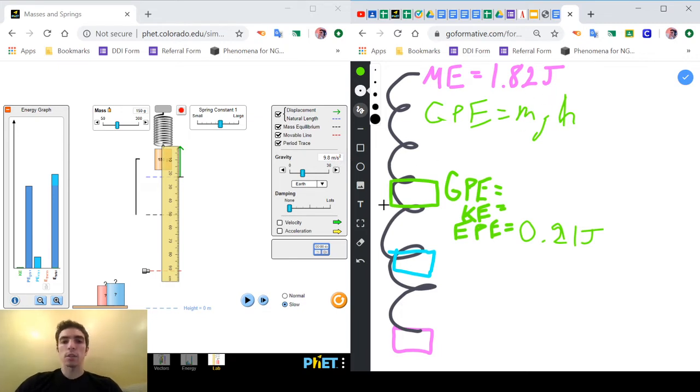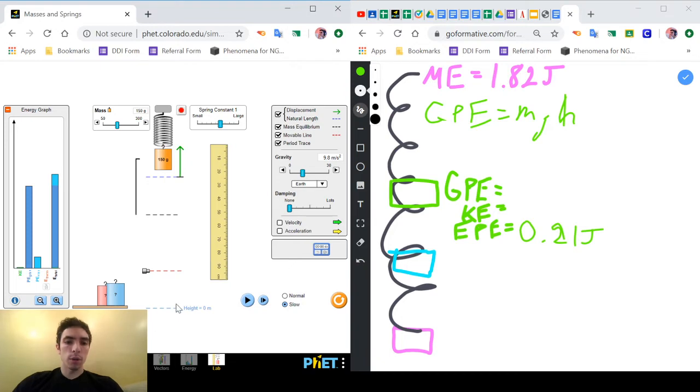Our mass is whatever we set it to, so for you all that'll be 100 grams or 0.1 kilograms. For me it is 150 grams or 0.15 kilograms, and I just need to measure this height. And as a reminder, we measure that height as the distance from the ground down here where it says height equals 0 up to the center of mass for this object that's on the spring.